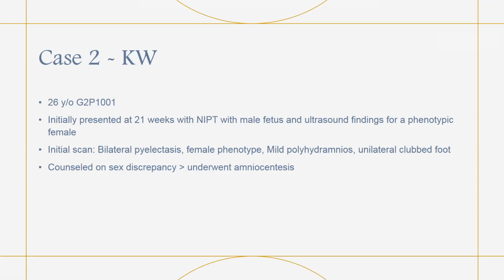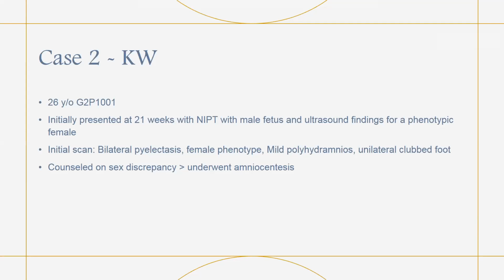And so there was a discrepancy, and that's how she presented to our office. On her initial scan, it did appear that this was a potential female phenotype. She also had mild polyhydramnios, unilateral club foot, as well as bilateral pyelectasis. There's some dilation in the renal pelvis. And so we had a discussion.